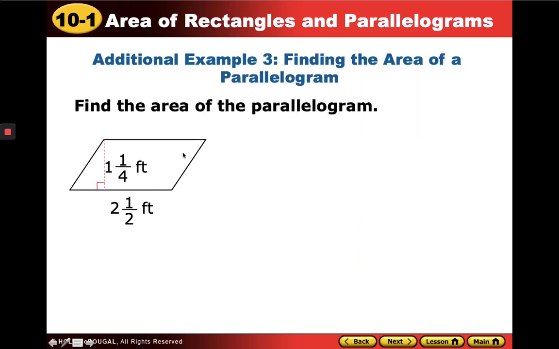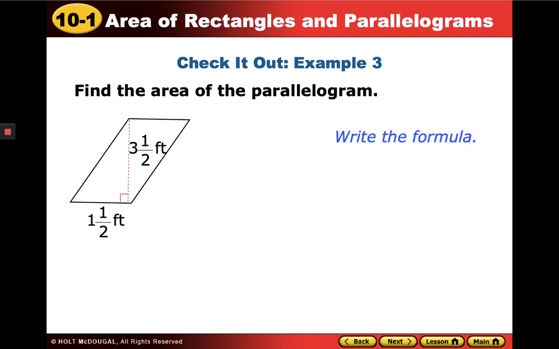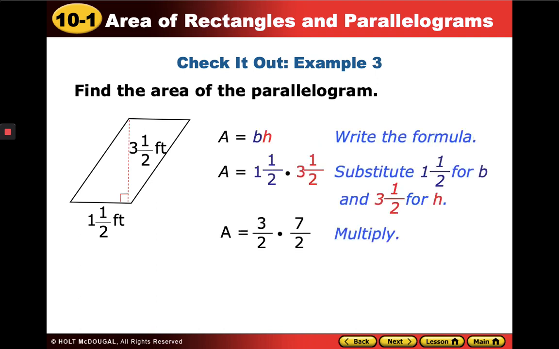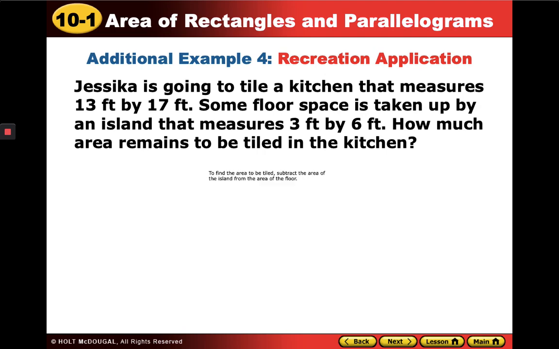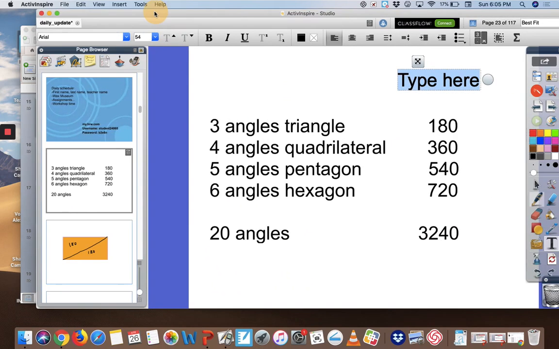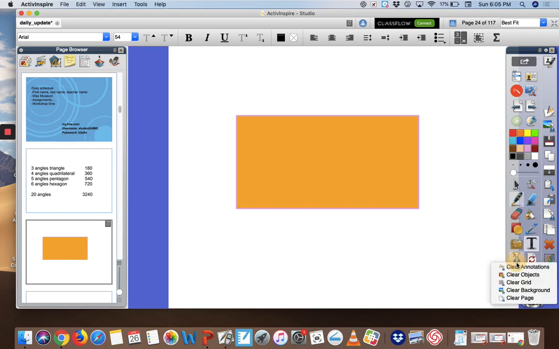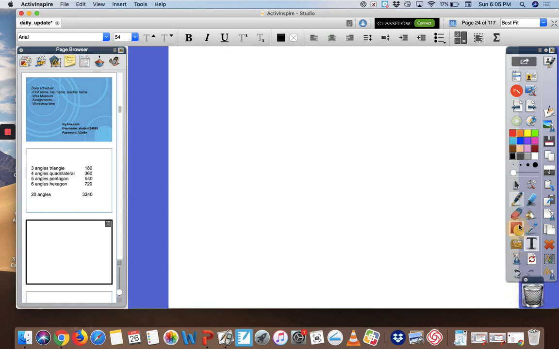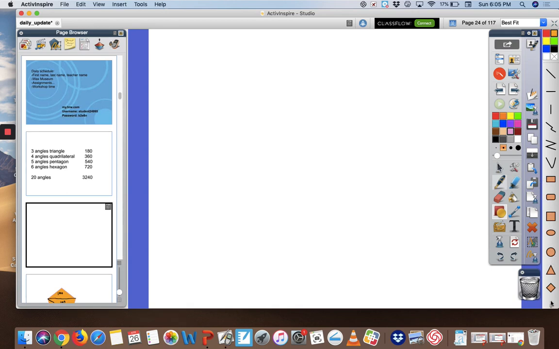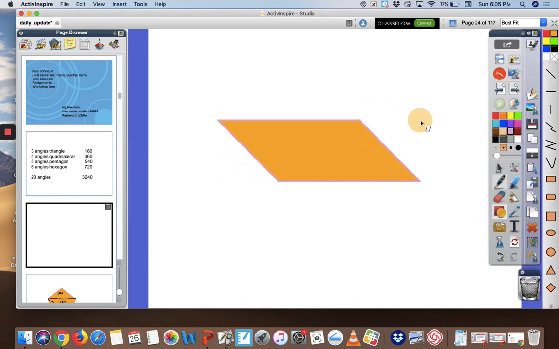Okay, so there we go. So to find this one, you haven't learned how to multiply fractions, so if you come across a problem like that, don't worry. You just have to multiply the base times the height. I might have to do a different one. I'm going to do a couple problems on here. Let's get rid of everything here. And let's make a parallelogram.